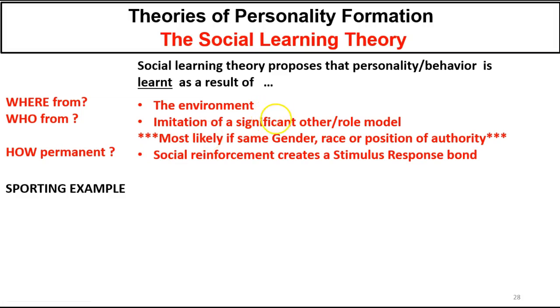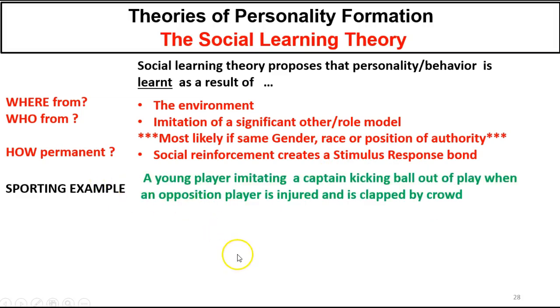So we see something in the environment we're in, more importantly, we see someone and we imitate them because they're a significant other. If we imitate them and we get socially reinforced, this creates a permanent behaviour. So if we have a look then at a sporting example for this, a young player may imitate an older player kicking the ball out of play. That would be an example of fair play or good functional behaviour or sportsmanship. So a young player imitating the captain kicking the ball out of play when an opposition player is injured, and this is clapped by the crowd.